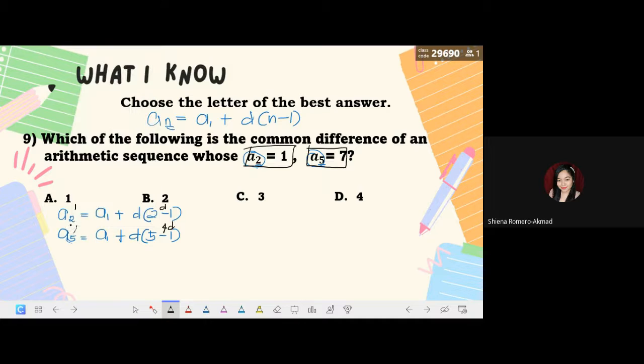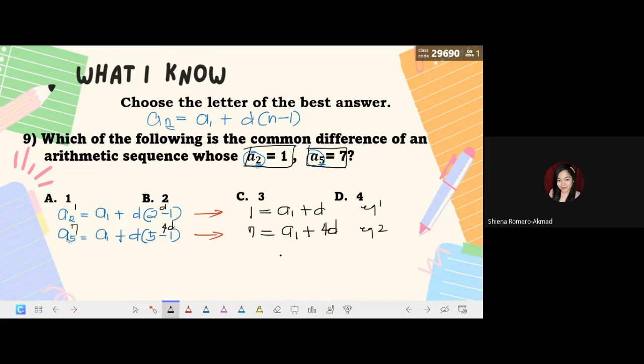So pag naging 7 siya, wait lang, ayan. Pag naging 7 na siya, ito 1, ito d, ito 4d. Magbabago na yung ating equation. Okay? So next step is to simplify and to substitute. So nag-substitute tayo kanina. We got 1 equals a sub 1 plus d. Then the other equation is 7 equals a sub 1 plus 4d. We have now equation 1. We have equation 2.